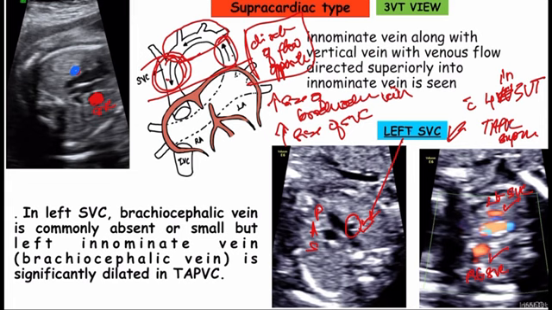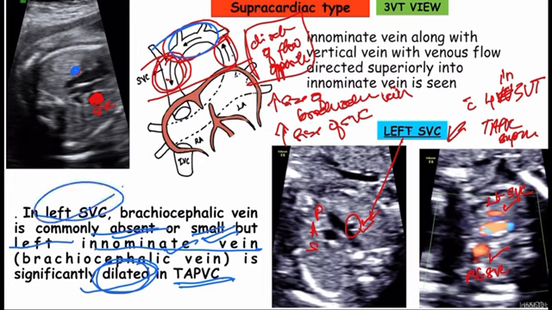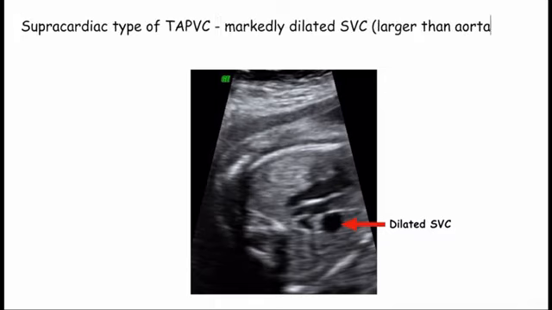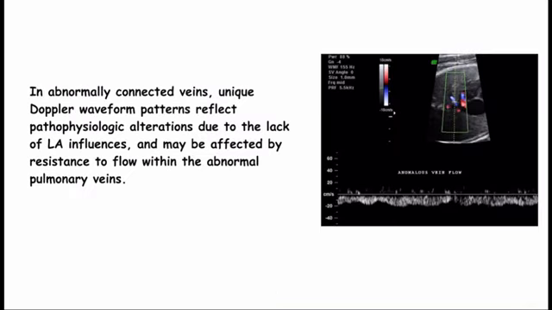Also, you can see the brachiocephalic vein, or the innominate vein, is significantly dilated in TAPVC. This one, significantly dilated. Whereas this is commonly absent or small in the case of left SVC. We saw this already, dilated SVC. Now I think all of us are familiar with the diagnosis of supracardiac type of TAPVC.